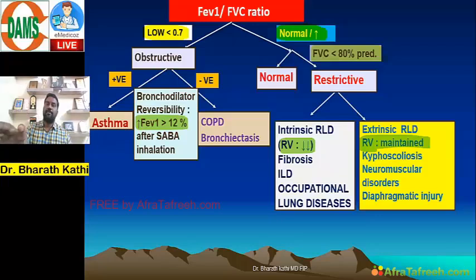The important point here is the algorithm in spirometry. When do you call it obstructive? When do you call it restrictive? What is the classical feature of asthma? What happens in intrinsic restrictive lung diseases? What happens in extrinsic restrictive lung diseases?